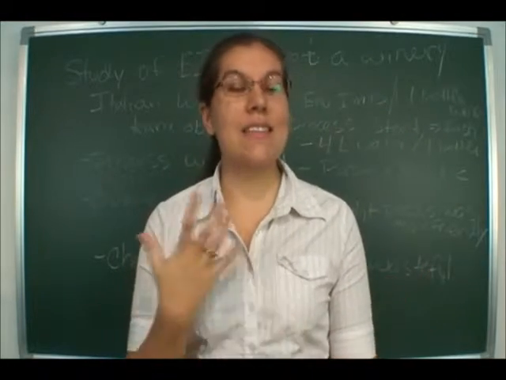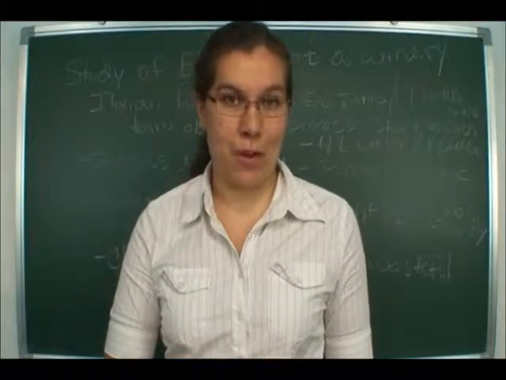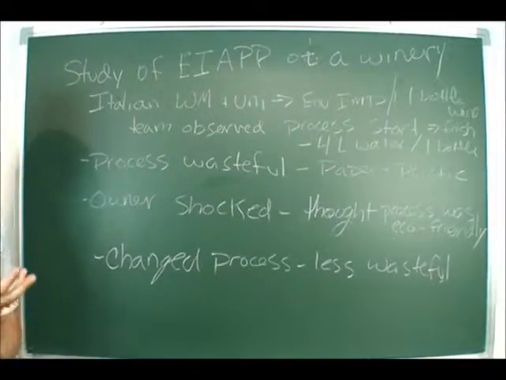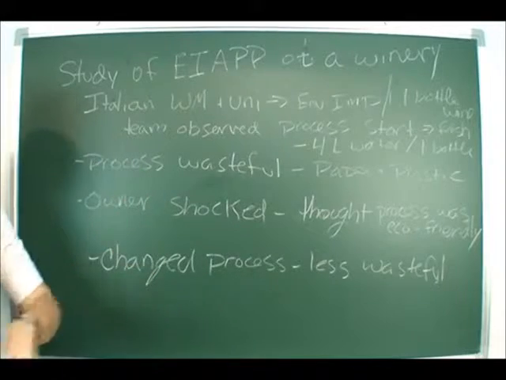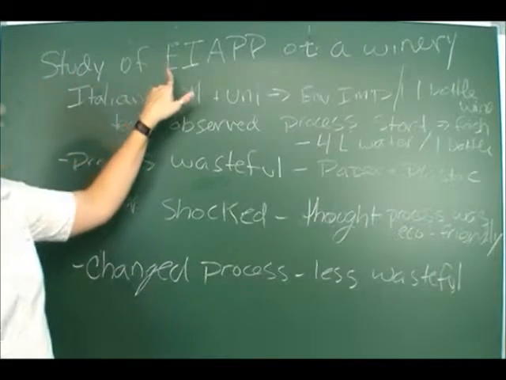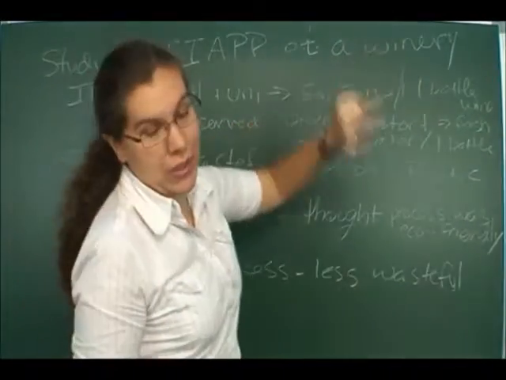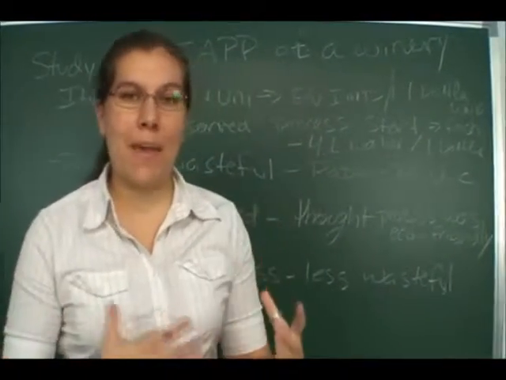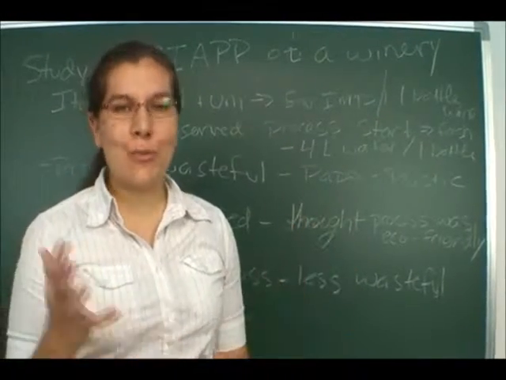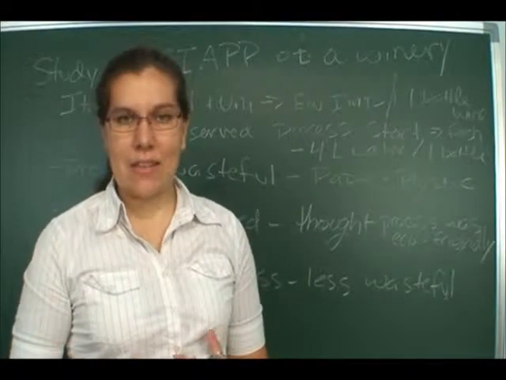So the study at the winery is an example of an environmental impact analysis of the production process. So we're going to start off by saying that there's a study or research being conducted of the environmental impact analysis of the production process at a winery. And a winery is a place where you make wine. They're scattered all throughout France and Italy and California and Australia and all sorts of other places. Anywhere you can grow grapes, basically, there's a winery.